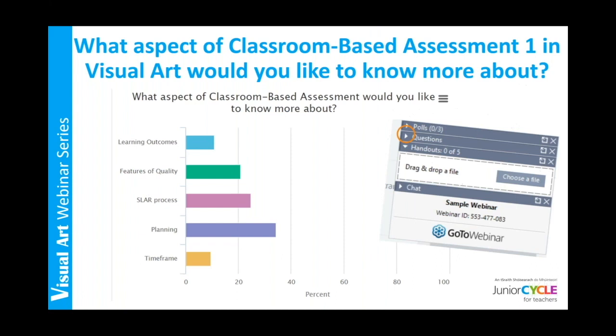During the live version of this webinar, we conducted a number of polls. The first question we asked was, what aspect of CBA 1 in visual art would you like to know more about? And below you can see that planning was top, closely followed by the SLAR process.